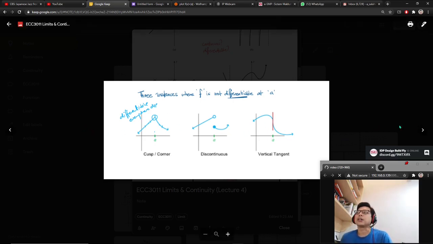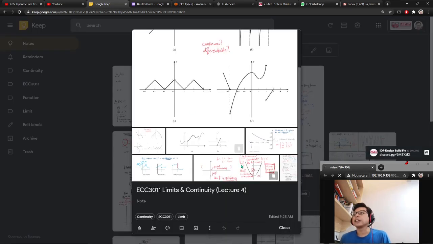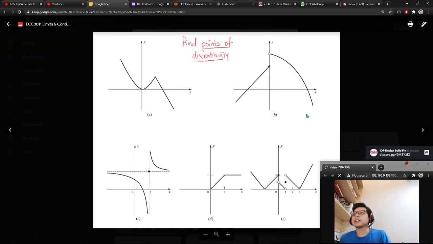Okay, so only three instances here. If there's a sharp corner like that, or there's a gap, there's a jump, it's not differentiable. Or whenever there's a tangent that is totally vertical, where the slope of the tangent is infinity. Now those are 3 places where the function is not differentiable. So let's look at some examples here. Just now I showed this here, but let's talk about differentiability.